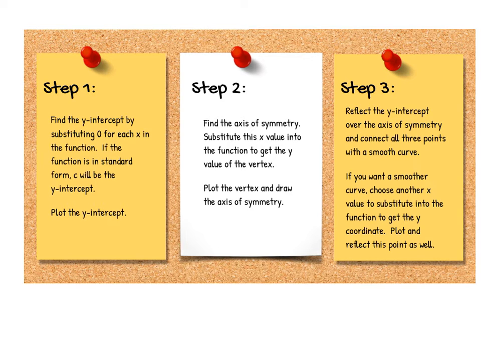Step 2, now here's the new stuff. We're going to find the axis of symmetry, and then we're going to substitute that x value in the function to get the y value of the vertex. You're going to plot the vertex.